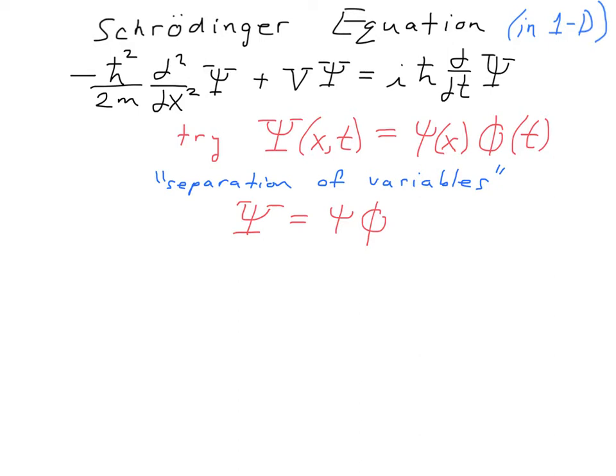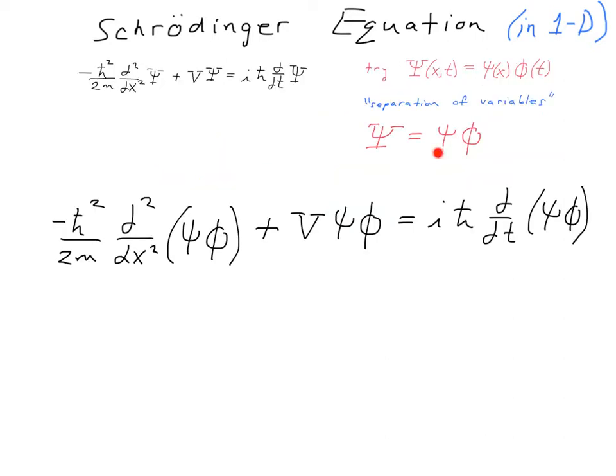Lowercase psi just depends on x. This lowercase phi depends only on time. So I'll write that separation of variables this way. All the position dependence is carried here, all the time dependence is carried there, and this thing has both position and time dependence. Okay, here we go. So let's take this and shove it into the Schrodinger equation. Substituting this everywhere for capital Psi in the original Schrodinger equation gives us this expression.